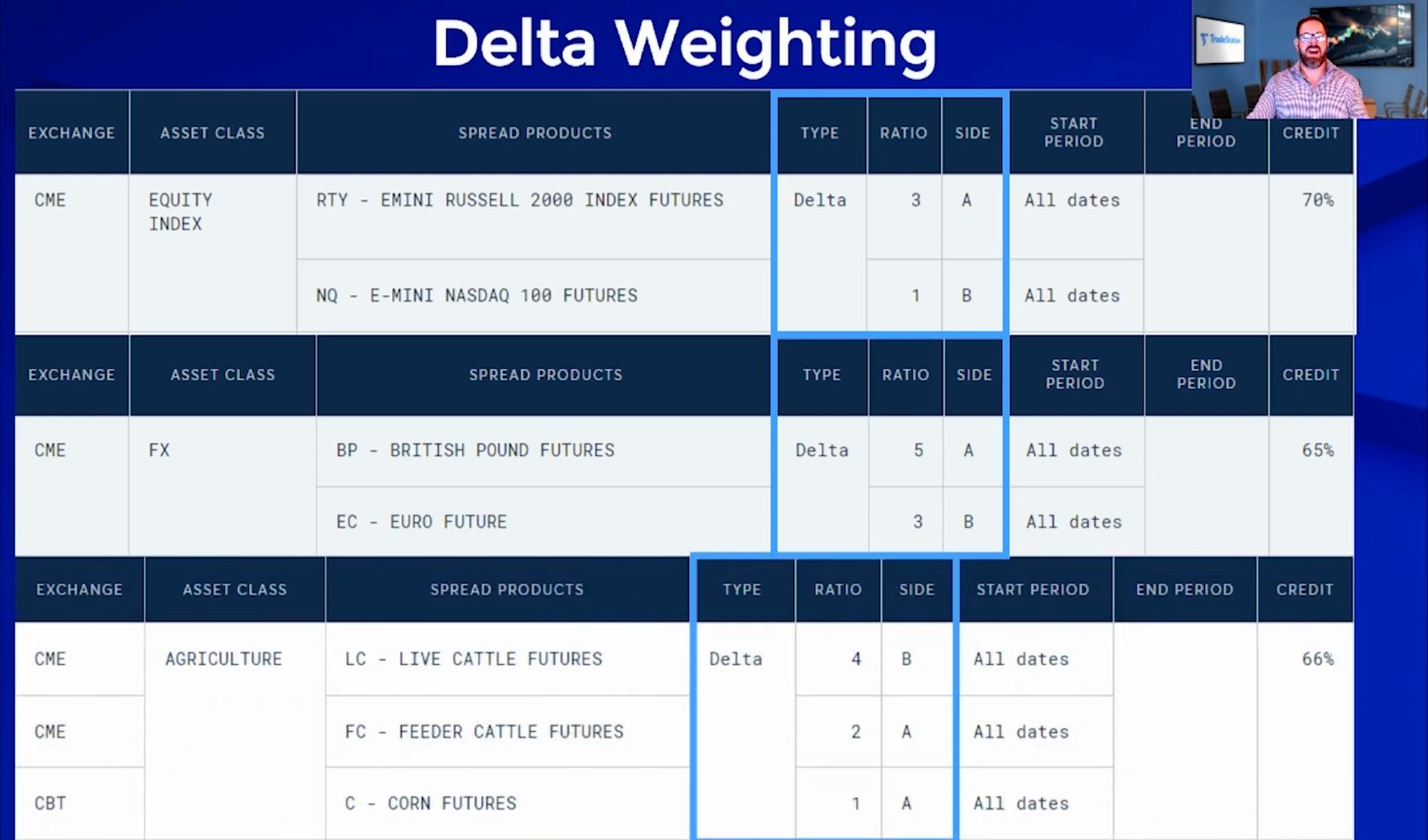You can have multiple leg spreads. Here we have an agricultural spread with feeder cattle, live cattle, and corn futures.